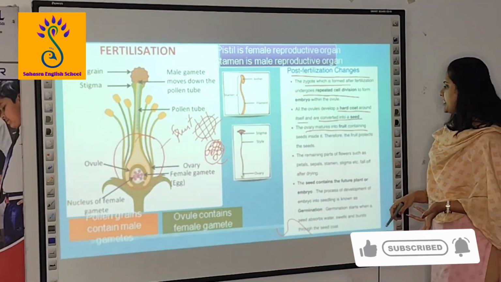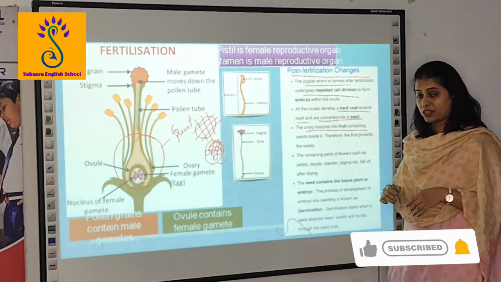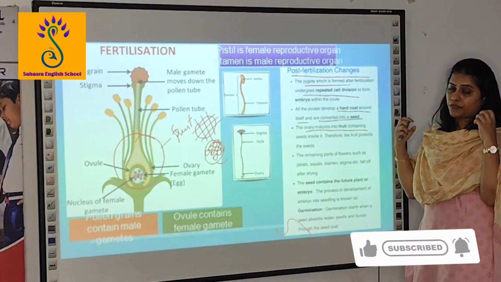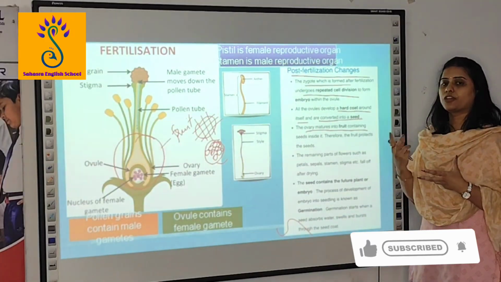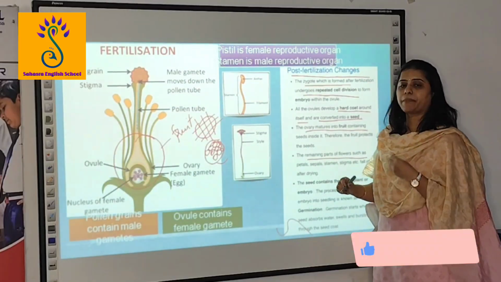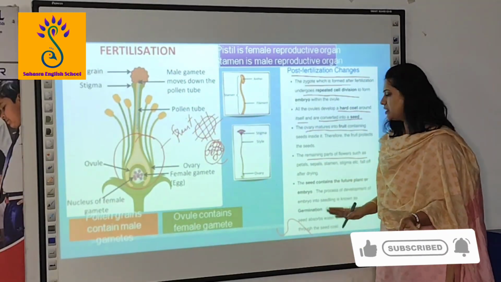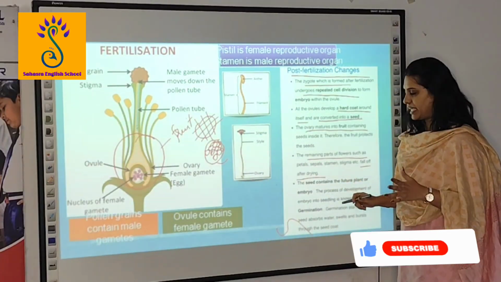Okay, and after this, this fruit is protecting the seeds inside, because seeds are very essential for the further development of the plant, isn't it? The remaining parts of the flowers like petals or sepals, they fall off after drying.